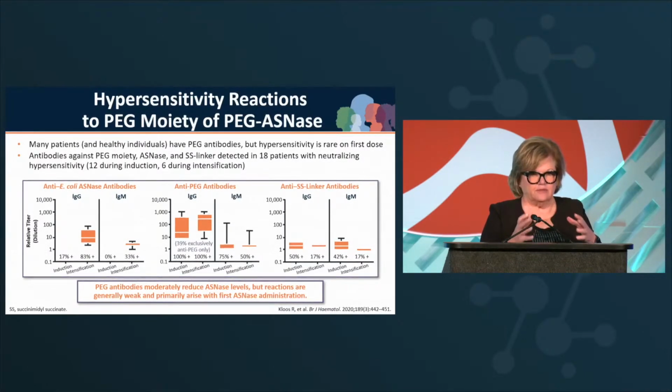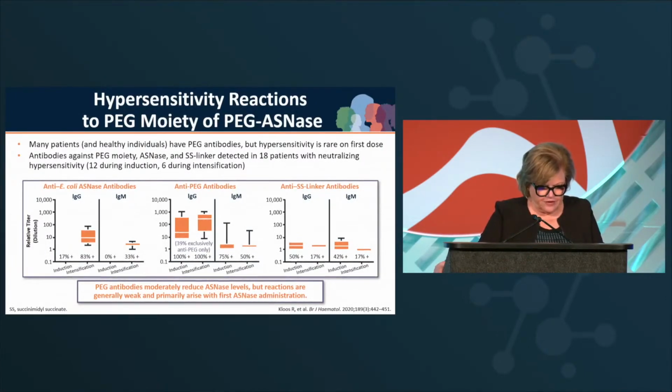IgM is showing us an immediate exposure. So when you look at this, you can see that for the native E. coli in induction intensification, they have antibodies of the IgG and lower antibodies of the IgM. With the PEG antibodies, you have much higher antibody production in the induction and intensification. And that means that that's gonna really put your patient at higher risk for subsequent doses causing more significant hypersensitivity.